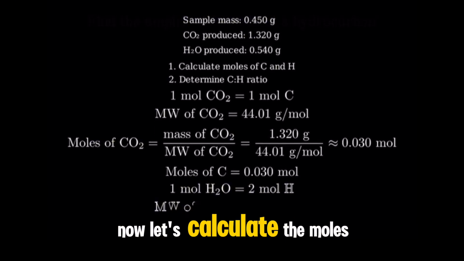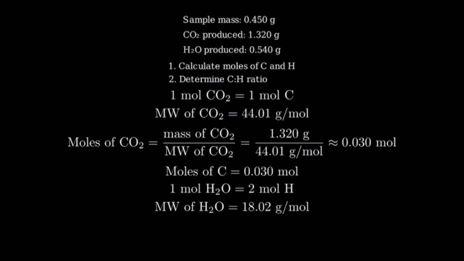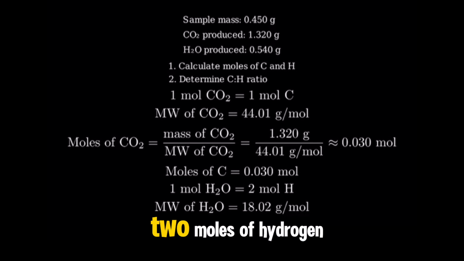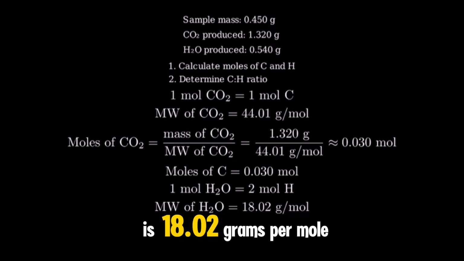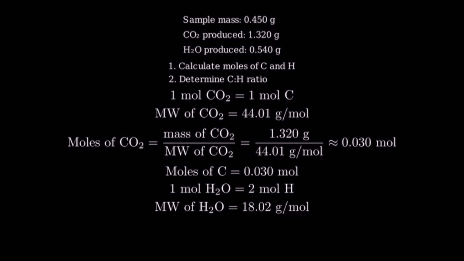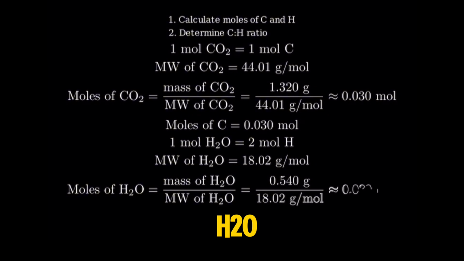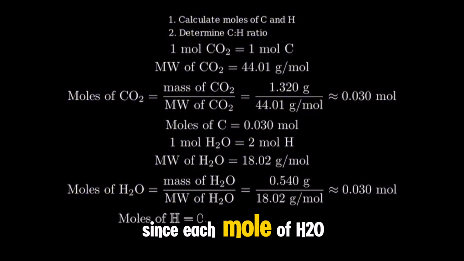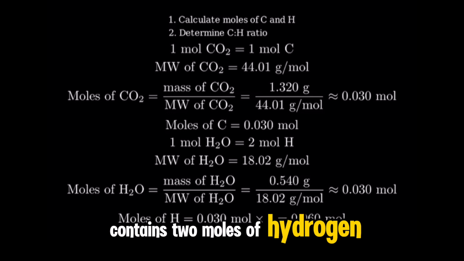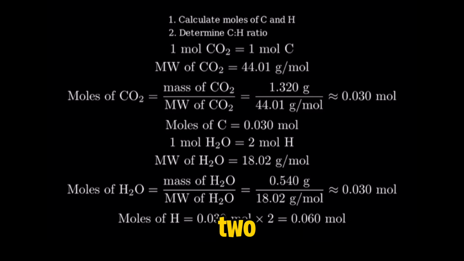Now let's calculate the moles of hydrogen. Each mole of H2O contains 2 moles of hydrogen. The molecular weight of H2O is 18.02 grams per mole. We calculate the moles of H2O by dividing its mass by its molecular weight. Since each mole of H2O contains 2 moles of hydrogen, we multiply this result by 2.